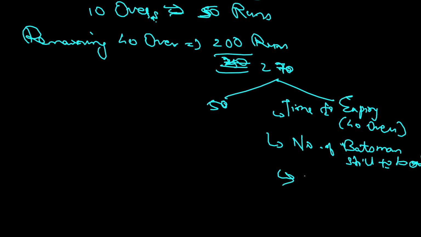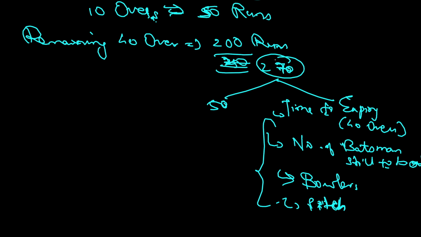You will also see who is going to be the bowlers. You will see the pitch conditions, whether the pitch is favoring the batsman or the bowler. Based on all these factors, you will decide the total expected score. You are predicting the total expected score. And what is this 50? This 50 is what has already been scored.